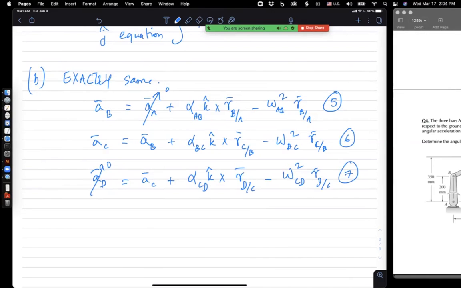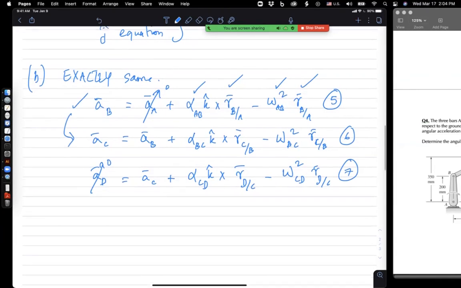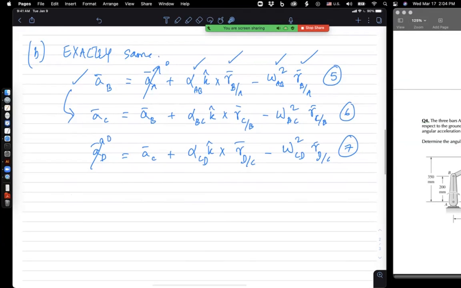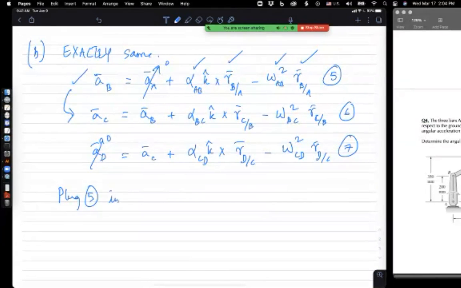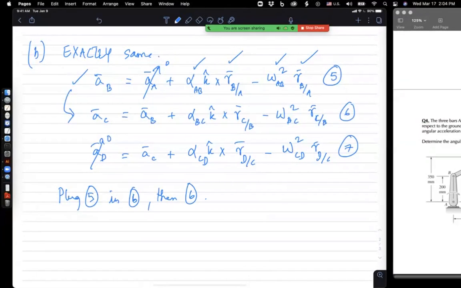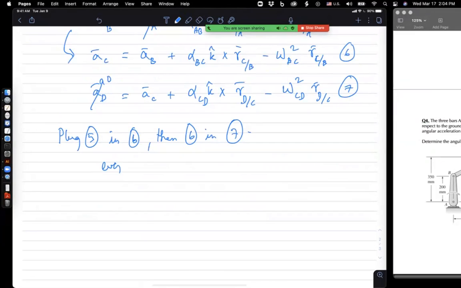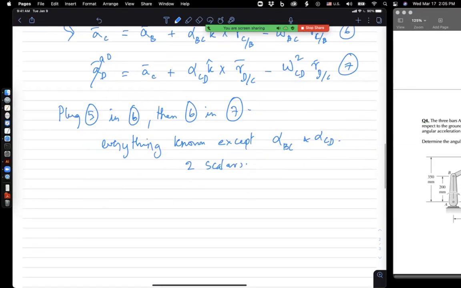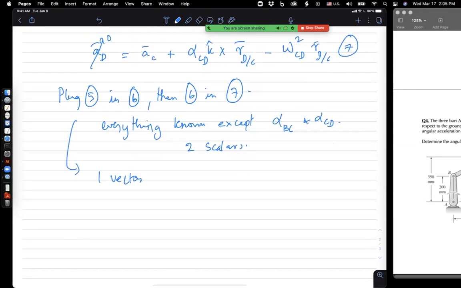So basically, this is given, this is known, this is known, this is known. So AB is known, and then plug in 5 and 6, then 6 and 7. Everything is known except alpha BC and alpha CD, the two scalars. And what you will get when you do this is one vector equation, which is two scalar equations. So I equation, and then the J equation, and then you solve.